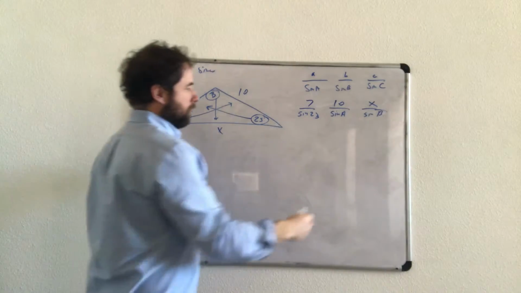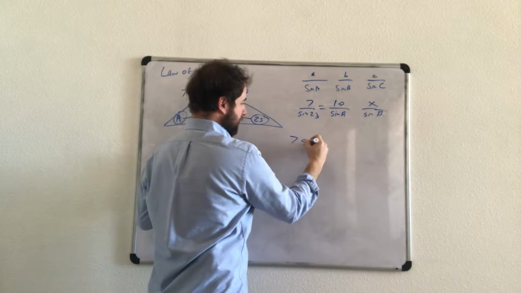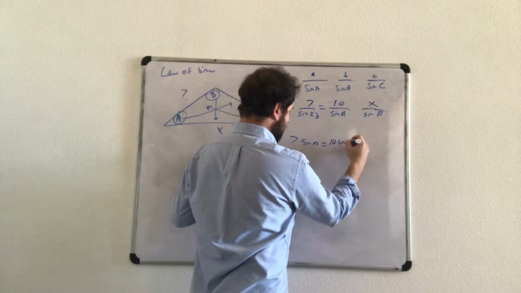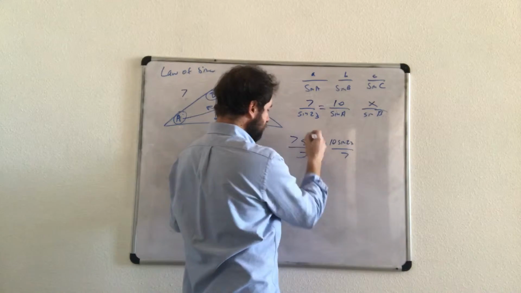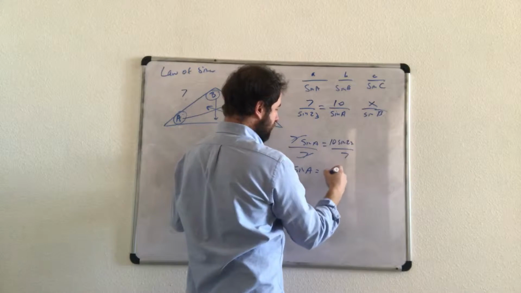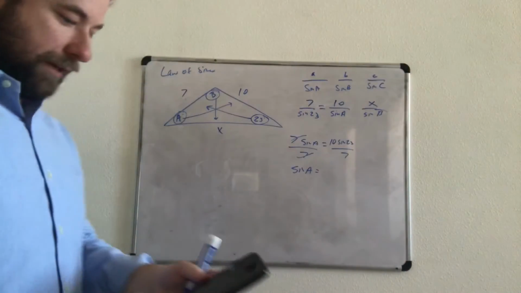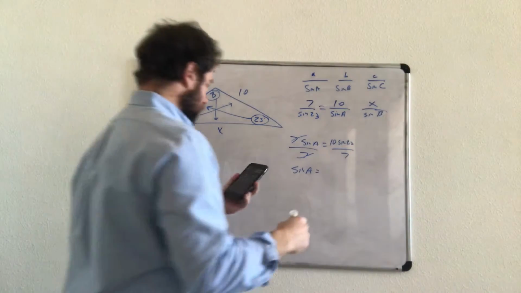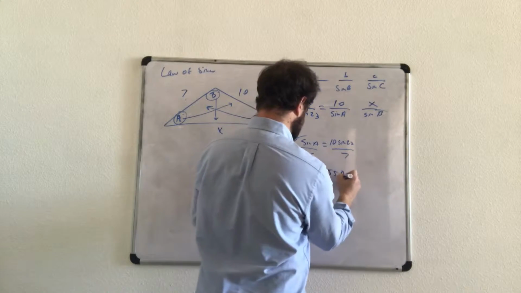What we'll do is we'll choose these first 2 and cross multiply. So you get 7 sine A equals 10 sine 23. We'll divide both sides by 7. So what you can do is you can get this into your calculator. You can do the math on that, and we'll do that. Whenever we do the math on that, we discover that it is 0.558, and that'll be sufficient.